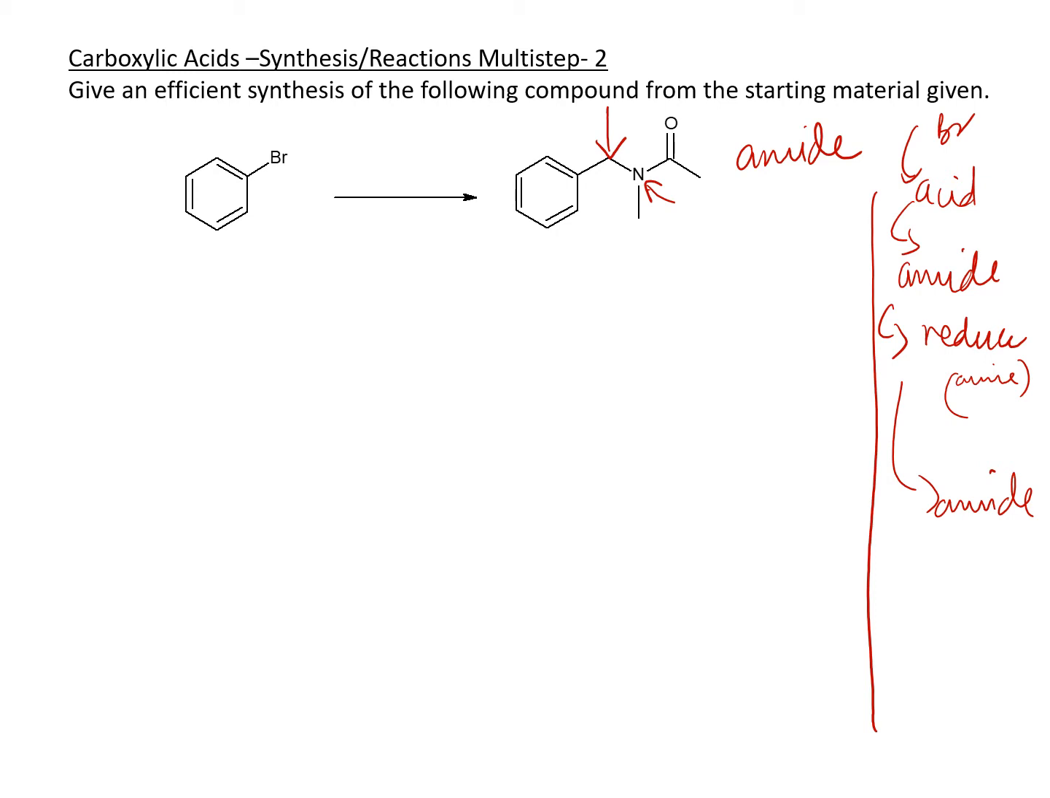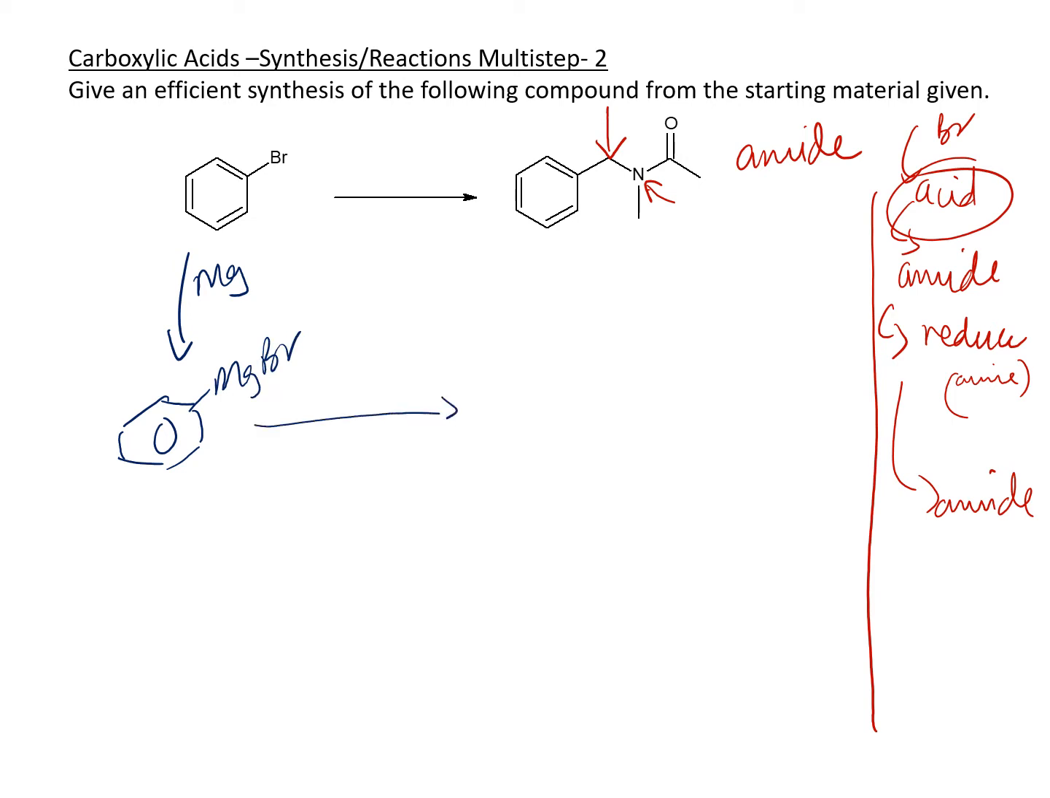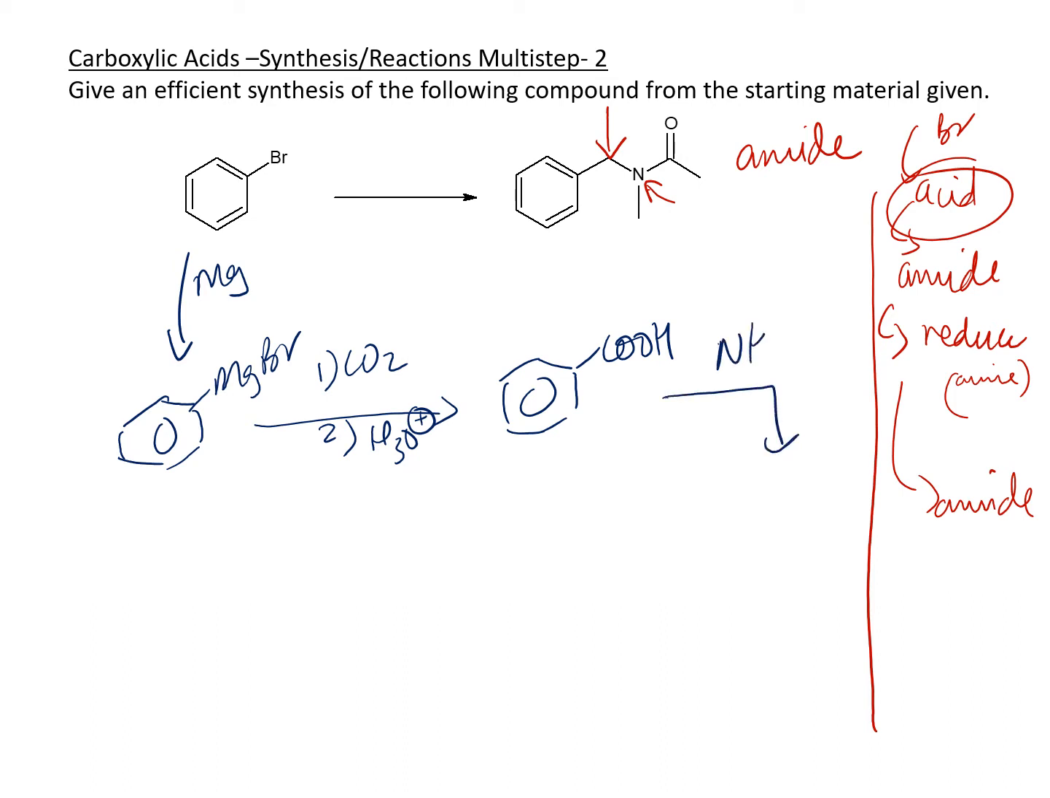So to go from bromine to form an acid, you will need to go ahead and do a Grignard on this one. So Mg, so that will give you MgBr, and then of course we will go ahead, let me go ahead on this side. So then we will add carbon dioxide to this, and H3O plus. That should give us our carboxylic acid. So that's where we are. From the acid we can form an amide, so ammonia.